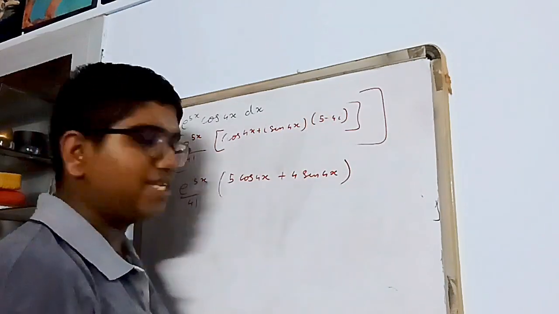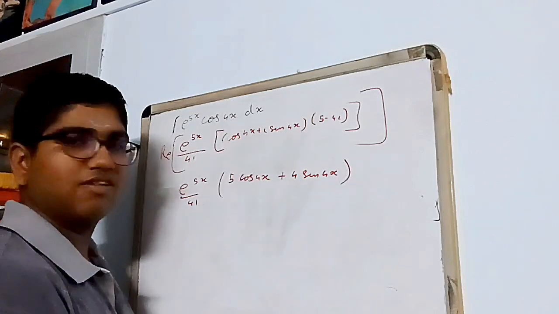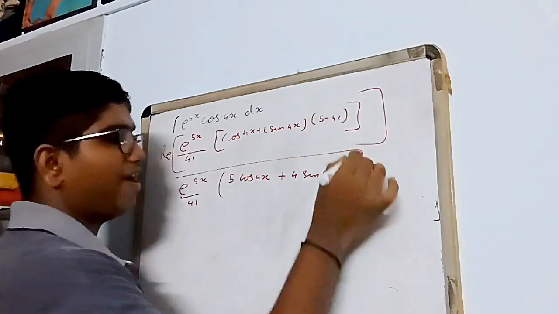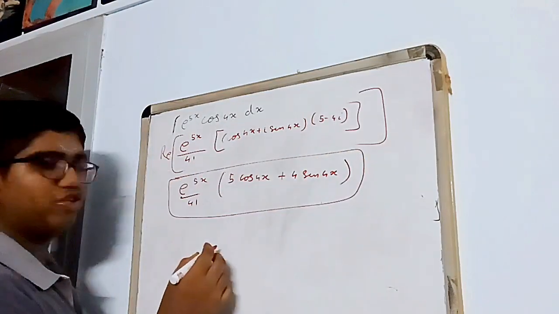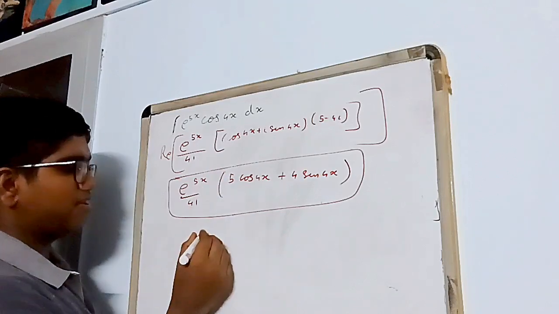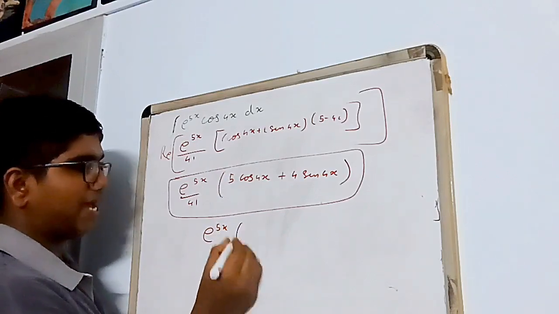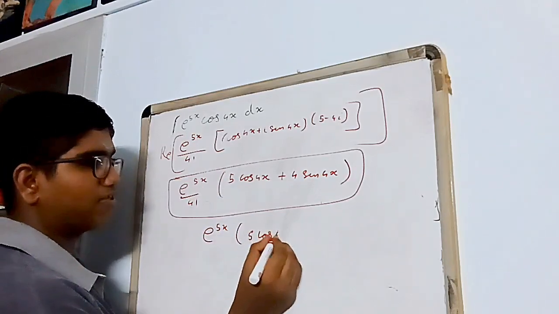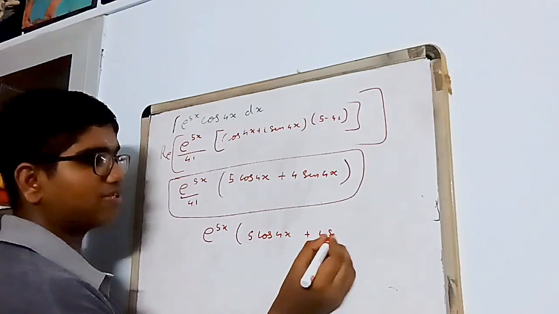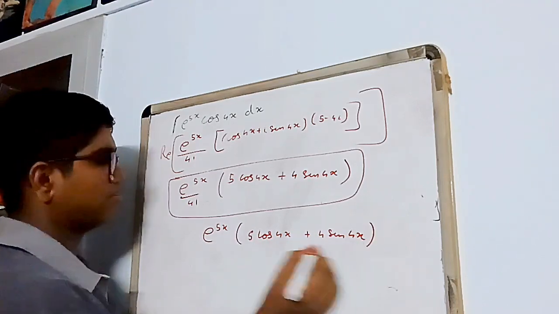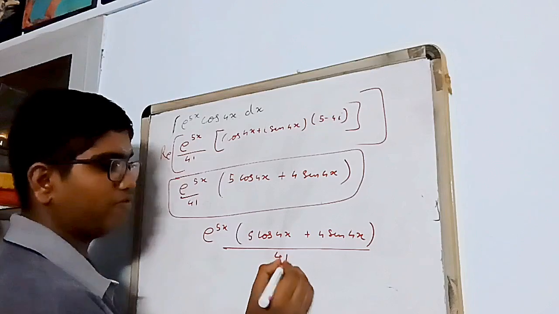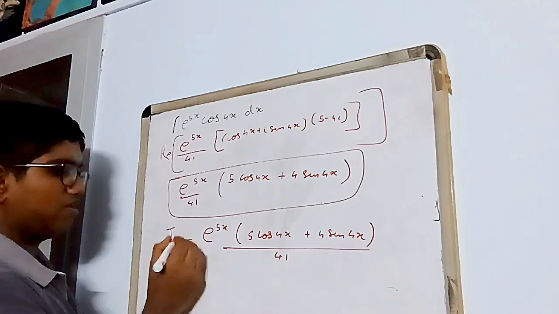And thus finally we have come to our solution for the question, that is e raised to 5x times (5 cos 4x plus 4 sin 4x) by 41. This is the solution to the given question.